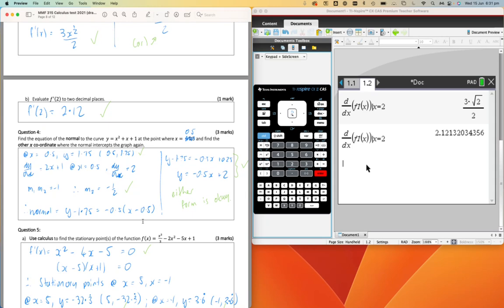The next one is find the equation of the normal to the curve y equals x squared plus x plus 1. It's worth 3 marks. You need to do a bit of working out.